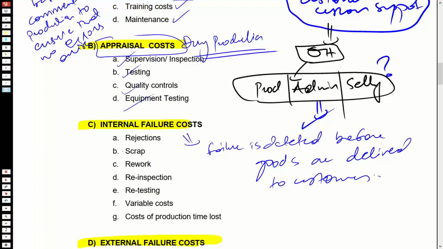Now let's try to understand this. What exactly do you mean by this? For example, if you have manufactured a product and there is an issue, a failure, a problem identified with the product, that is going to be considered as the internal failure cost. The cost of rejection, the cost of scrapping the product, the rework, etc., all of this is going to be considered as internal failure cost.